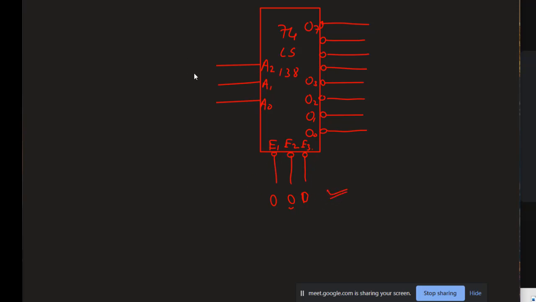That means suppose A2, A1, A0. Let's say I have these 3 inputs. Likewise 0, 0, 0, then 0, 0, 1, then 0, 1, 0, then 0, 1, 1, then 1, 0, 0, 1, 0, 1, 1, 1, 0, and then 1, 1, 1. So these are my 8 possible combinations that can be at the input.